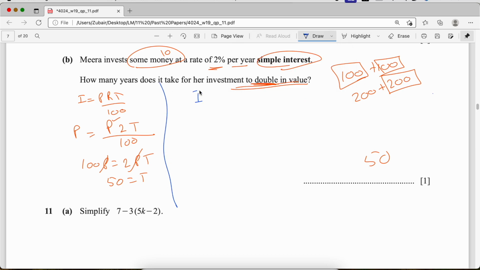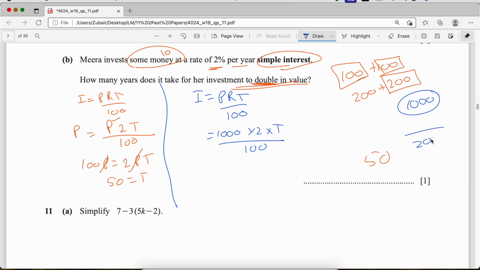Another example, I is equal to PRT over 100. Let's say she invested 1000 rupees. So that's 1000, rate is already 2, time is unknown, that's 100, and it would only double, that's 2000, when you add up 1000 interest. So that's 1000 on the other side. Similarly, you can just cancel these out, multiply 100 on the other side, 100 by 2 is equal to t, t is equal to 50. So whatever assumption you make, you will end up with the same answer.